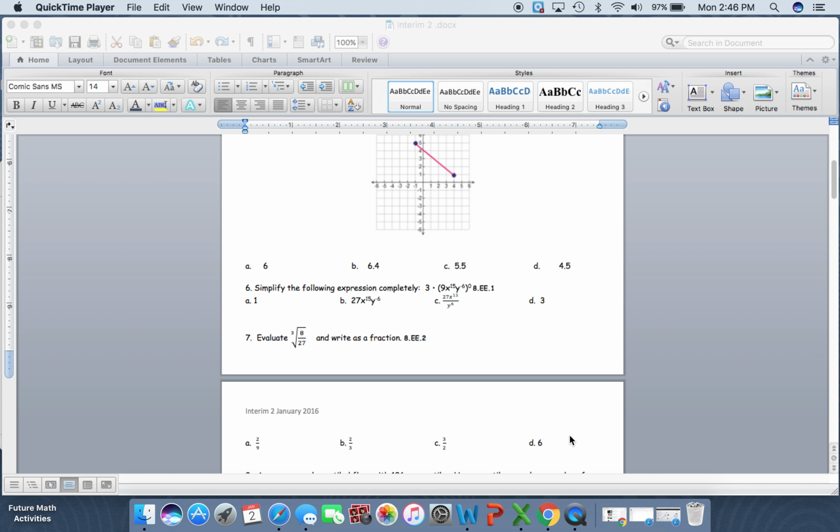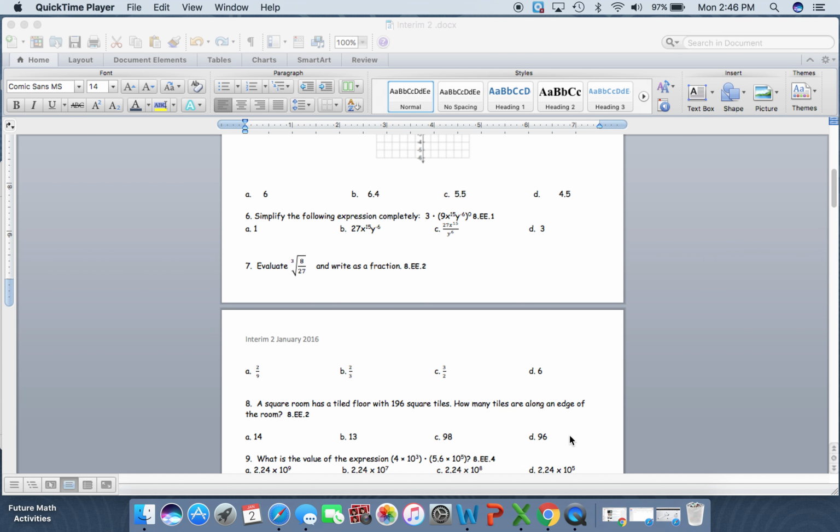Number 7. Evaluate the cube root of 8 over 27 and write as a fraction. A. 2/9. B. 2/3. C. 3/2. D. 6.